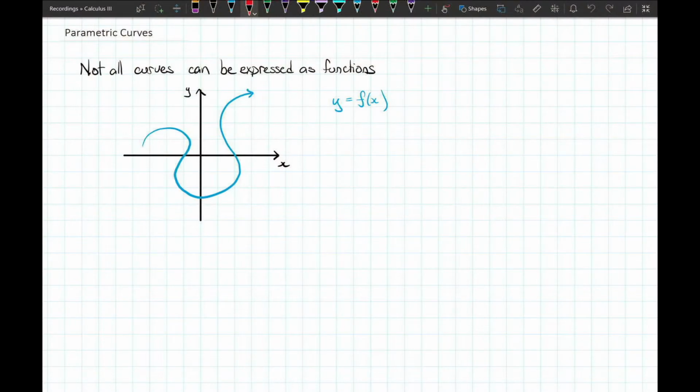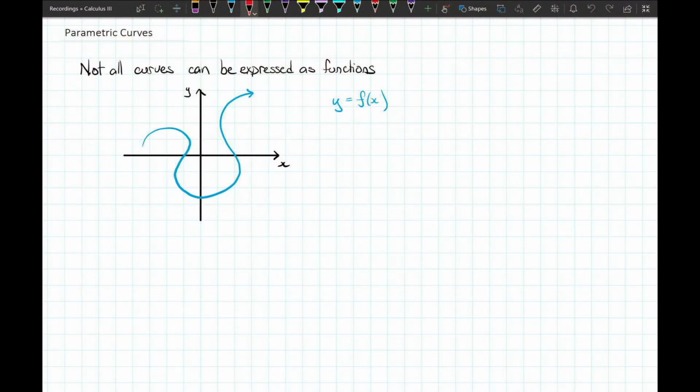Parametric means that we have a parameter in there. And this flexibility allows us to come up with some pretty interesting graphs that may not be functions and may be pretty complex to even express implicitly. So remember, not all curves can be expressed as functions.